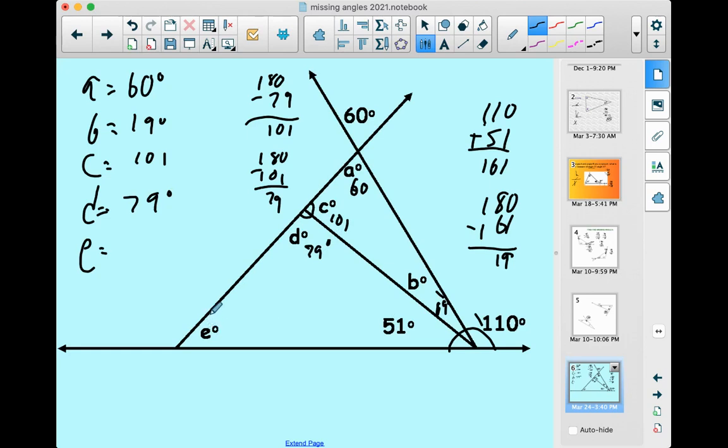Last thing to figure out is E. Well now I just got the second of these 3 angles. So I can do the same thing. 79 plus 51 is 130. Subtract that from 180 gives you 50. So E is 50 degrees. All right, so those should be our answers for those 5.